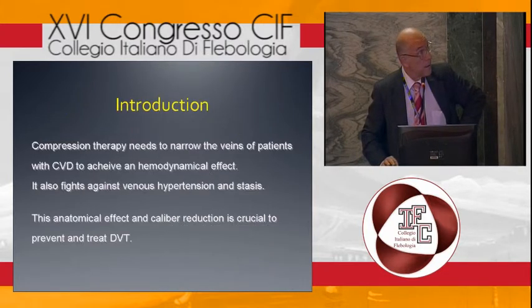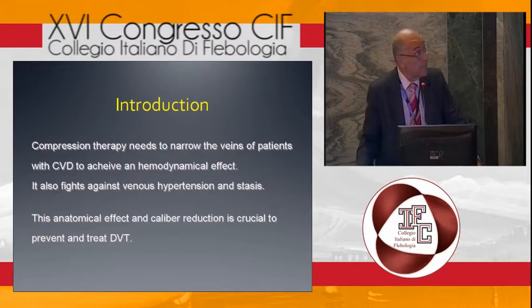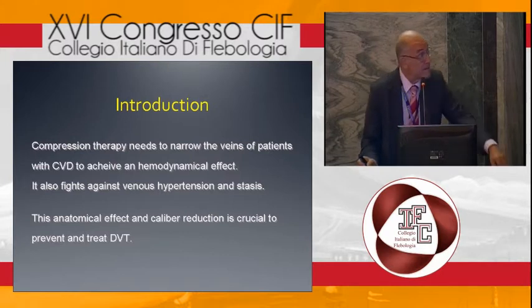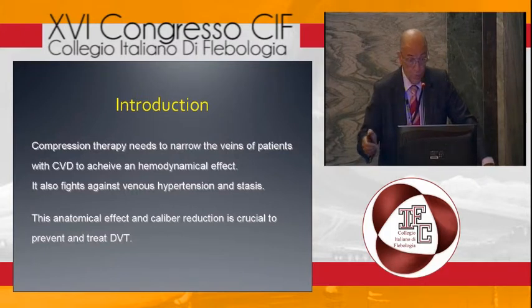So, what is this one? As Professor Part showed you, the compression therapy needs to narrow the veins of the patients. This is important to achieve a hemodynamical effect on the veins, and also it fights against venous hypertension and stasis, as you know. And precisely this anatomical effect on the caliber of the veins is crucial to prevent DVT and treat DVT, as you saw previously.